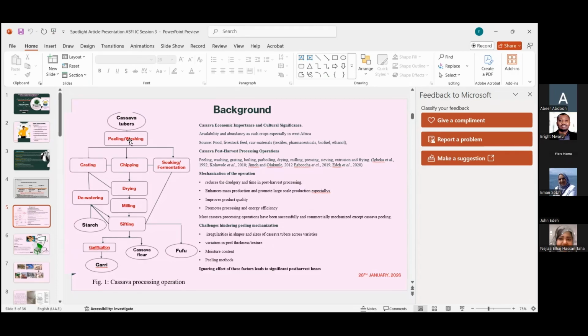So it is one of the operations, not the operation for processing starch. If you want to process starch, you have to go through these processes to get your starch. For those of us in West Africa, for gari, you have to go through this process and then garification, and you get your gari, cassava flour. These are the processes you have to follow, but our machine is working at this level. Okay. Thank you.